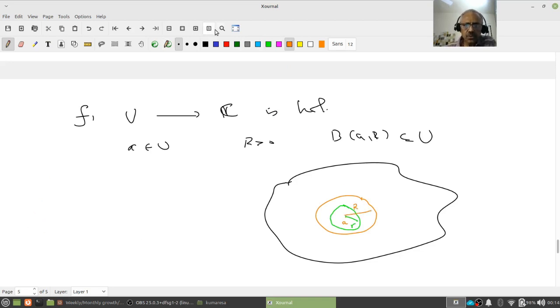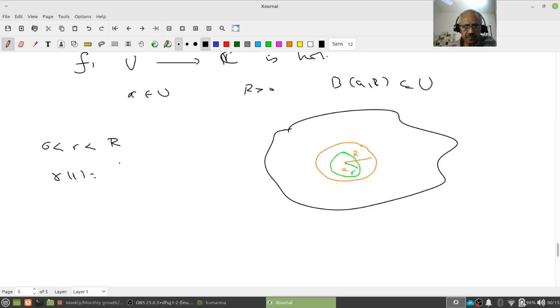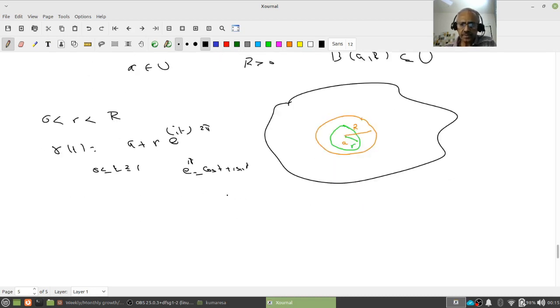So let us go back. Let 0 less than r less than capital R. Then the path gamma(t), which is a circle, is going to be a plus r e^(it), where e^(it) is cos t plus i sin t, and if you want, you can put a 2 pi, for 0 less than or equal to t less than or equal to 1. So this is the path. Therefore this path gamma(t) completely lies in B(a,R) and hence is completely contained in B(a,capital R).